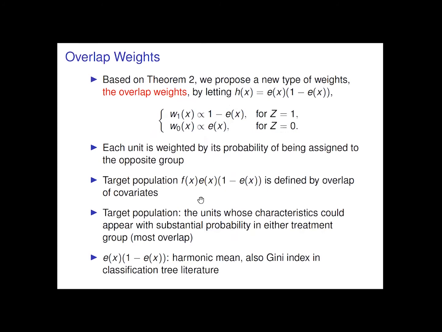So the target population of these overlap weights really is the units whose characteristics could appear with substantial probability in either treatment, or essentially the units with the most overlap. If you notice, e(X) times (1 minus e(X)) is also a harmonic mean, and also the Gini index in the classification tree literature. So this function looks a little bit strange, but it really means the population with the most overlap.